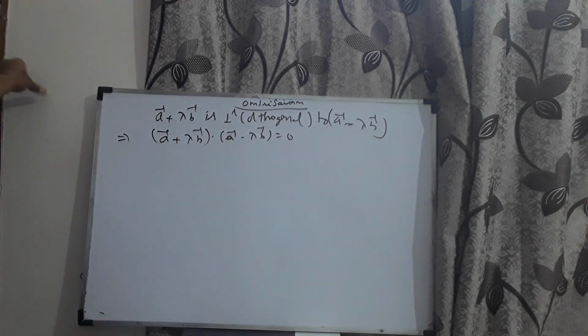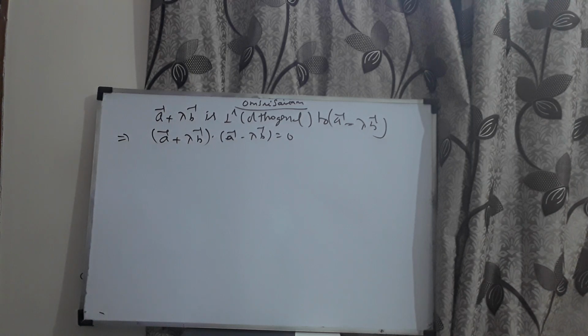If two non-zero vectors A vector, B vector are given, A dot B is equal to 0 will imply mod A into mod B into cos theta is 0, which will automatically imply mod A equal to 0, mod B equal to 0, cos theta equal to 0. Theta is the angle between the directions of the vectors. If they are non-zero, mod A equal to 0 is meaningless, mod B equal to 0 is meaningless. Therefore, only possibility is cos theta is equal to 0, implies theta is 90 degrees. Therefore, they both will be perpendicular or orthogonal.